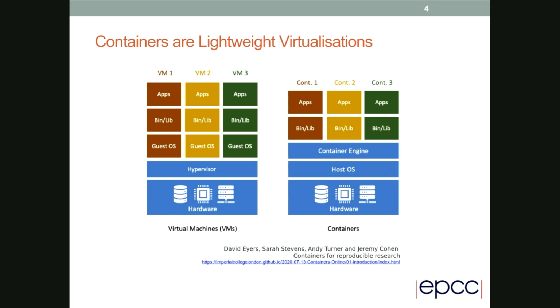So recently Imperial University ran a containers course online, and there were a few people from EPCC who contributed. And this is just an illustration showing the difference between a virtual machine and containers. You can see on the left, each virtual machine has its own separate guest operating system. And the virtual machine software needs to provide a hypervisor, which basically presents to each of the guest OS a virtual hardware layer. Whereas for containers, the appearance and management of the underlying hardware is handled by the host OS.